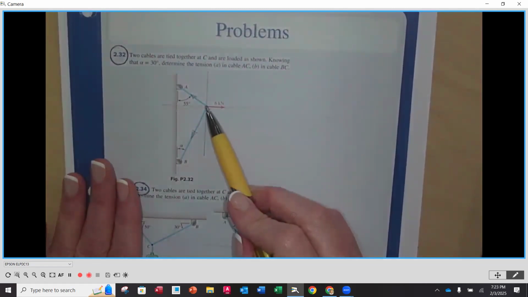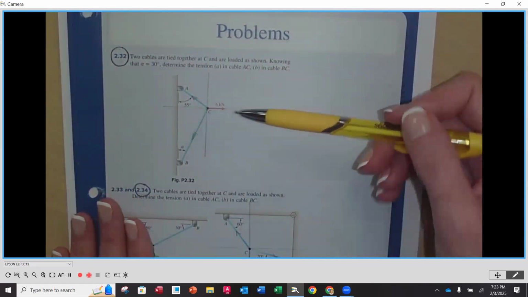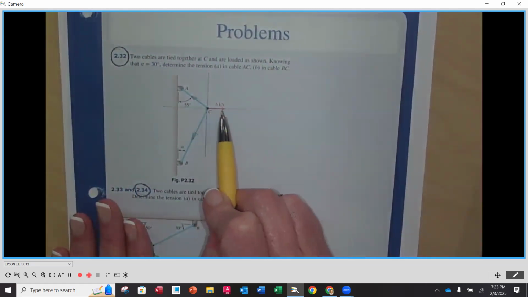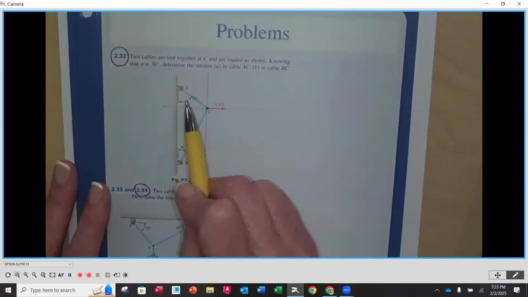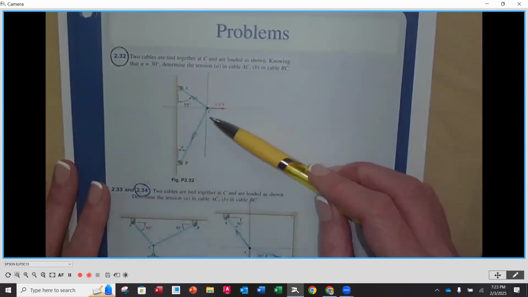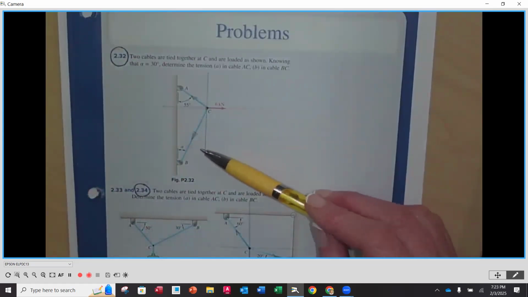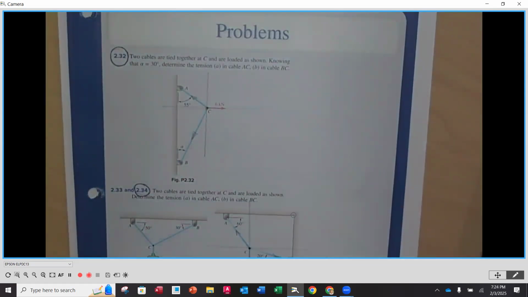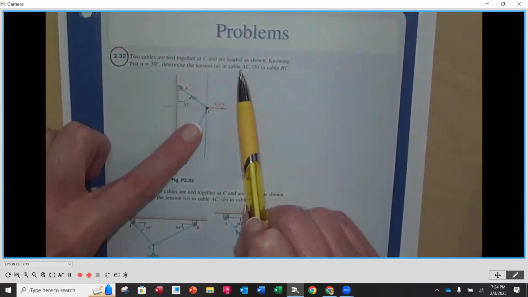So as you can see here, C would be the center of your X and Y axis, okay? And then you would have 6 kilonewtons going to the right along the x-axis, and then going up and to the left would be your force A, if you wanted to call it that, along that angle or along that cable. And then you're going to have one going down and to the left to point B, and that's going to be along that cable. So you want to find what is the tension in cable AC and in BC.